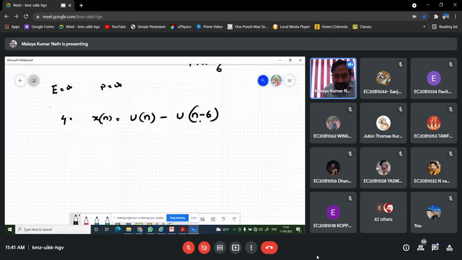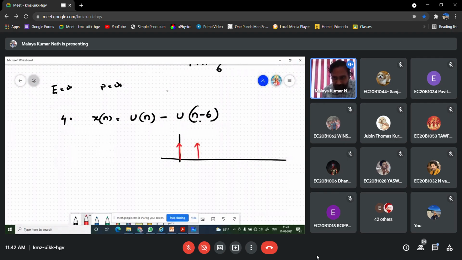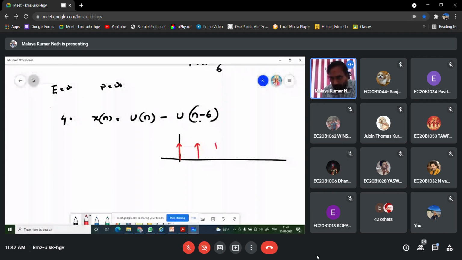What is u(n)? u(n) is a signal which is existing from n equal to 0 to infinite. That means for n equal to 0, you will get a value. For n equal to 1, you will get a value. For n equal to 2, you will get a value. So this is 0, 1, 2, up to like this. So this is your n, and this is your u of n. And what is the magnitude? Magnitude is equal to 1.